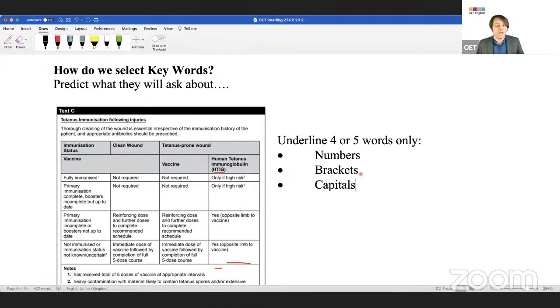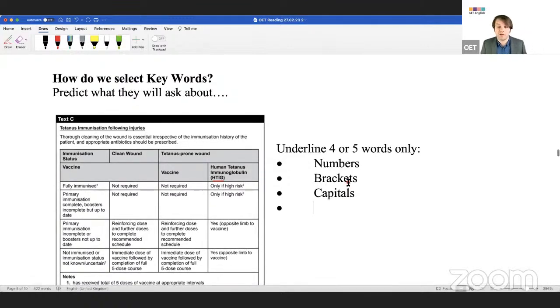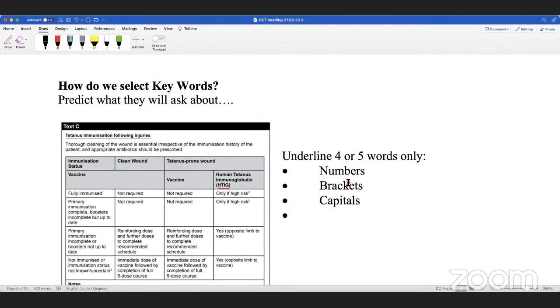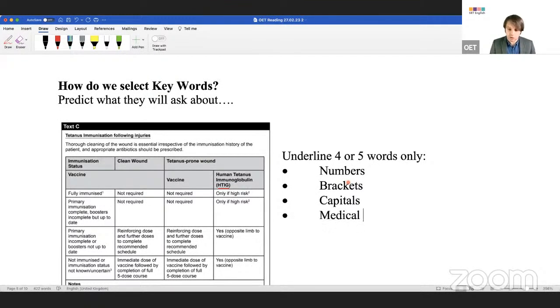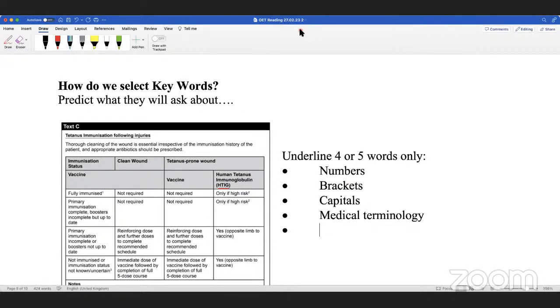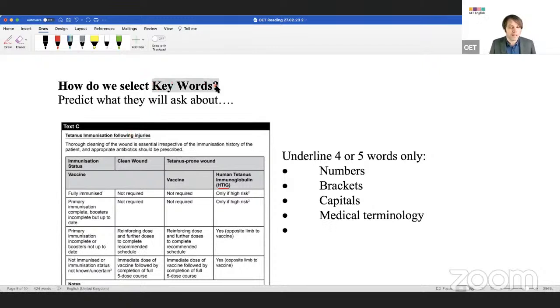Capitals. So we're going to underline 4 or 5 words: numbers, brackets, capitals. What else are we looking for? Notes. We're not underlining footnotes, but it's very important to look at them. Underline jargon, so any medical terminology, maybe. What else, guys? Subtitles? Well, no, that's not subtitles, that's going to give me the main idea. This is keywords now, not main idea.